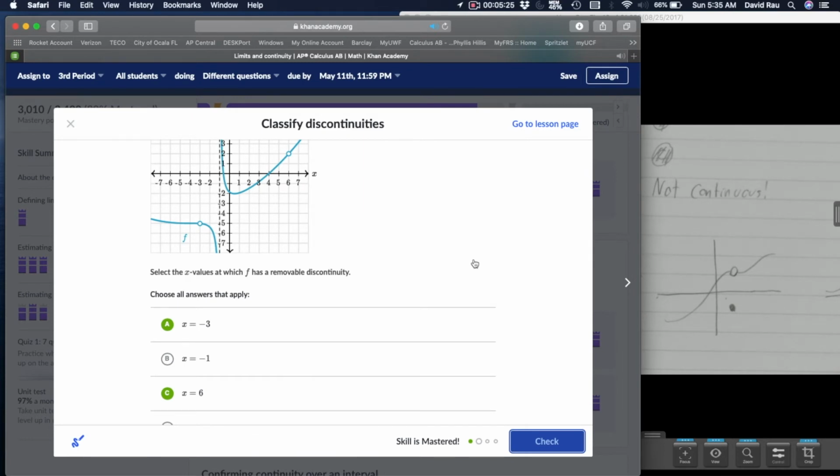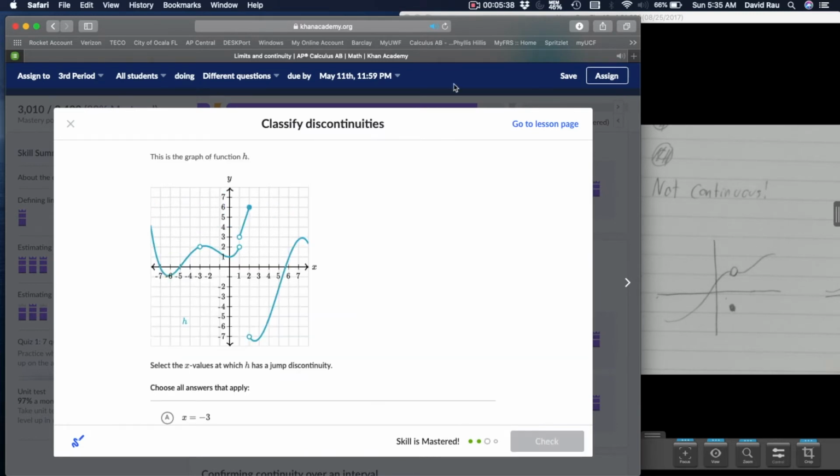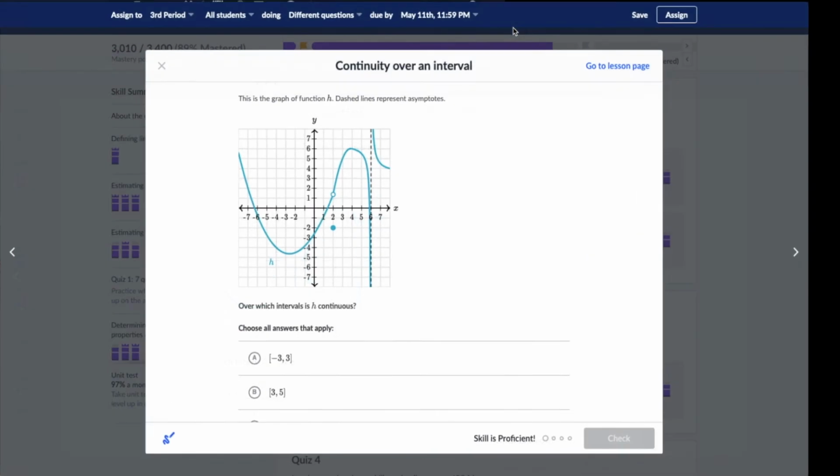All right, for the sake of the loading time of Khan Academy today, I'm going to call that the end of this part, and we'll do our third Khan Academy assignment. All right, so in our last Khan Academy assignment here is continuity over an interval, and this one is definitely special.